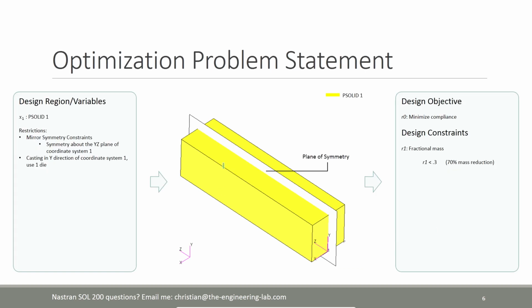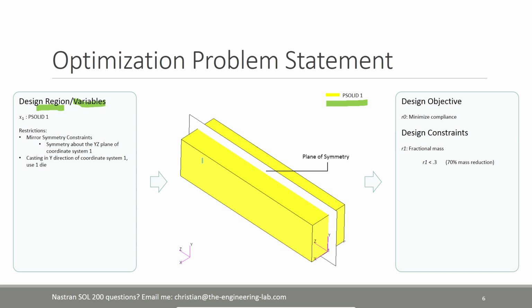And now for our optimization problem statement. Topology optimization is slightly different from size optimization. Instead of defining explicit design variables, we're defining design regions. Here, this whole block is associated to p-solid1. We're going to select this p-solid1 as a design region, and Nastran will perform the optimization on this region alone.